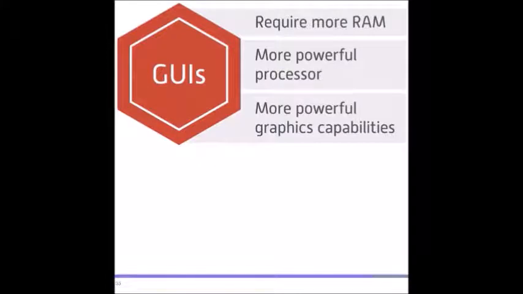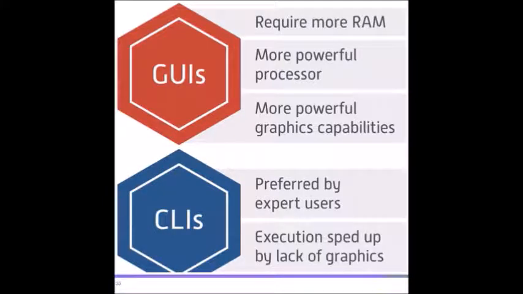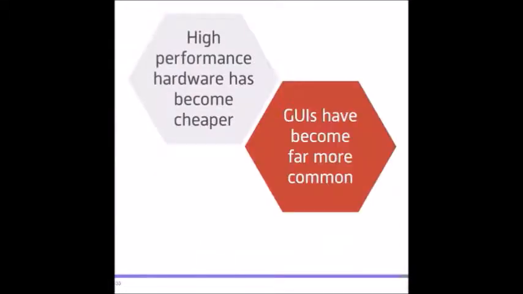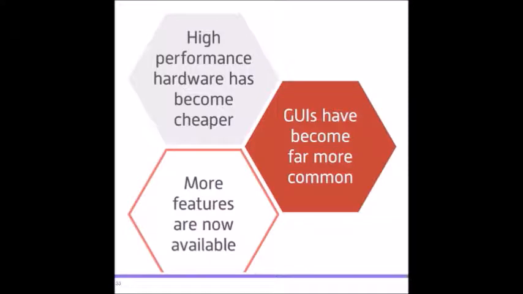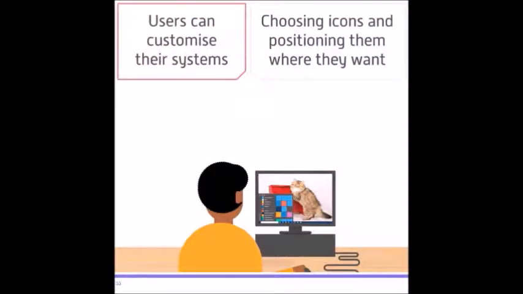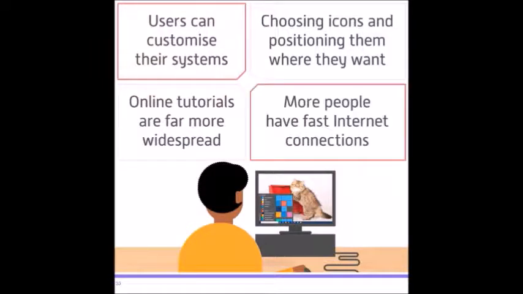GUIs require more RAM, a more powerful processor, and more powerful graphics capabilities. Command line interfaces are often preferred by expert users, since execution is sped up by a lack of processor-hungry graphics. Since high-performance hardware has become cheaper, GUIs have become far more common, and more features are now available. Users can customize their systems, choosing icons and positioning them where they want them. Online tutorials are now far more widespread, since far more people have fast internet connections.